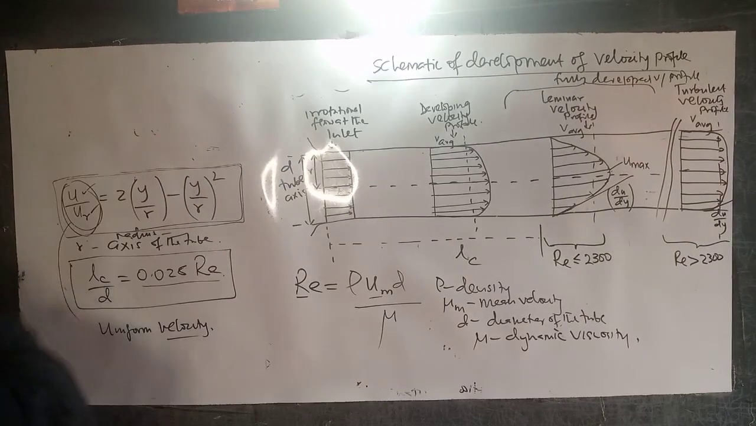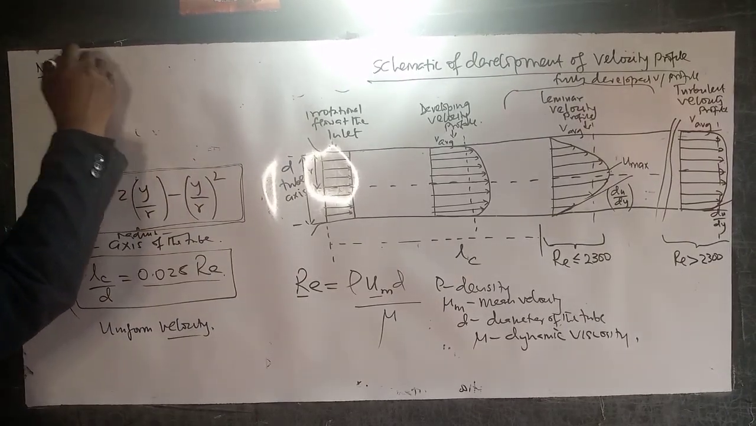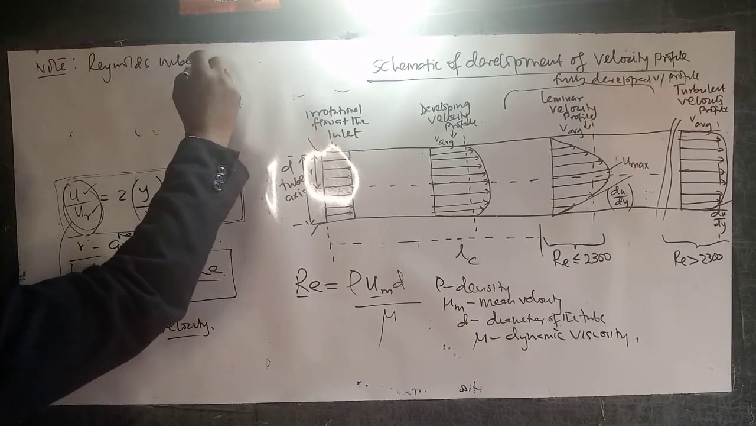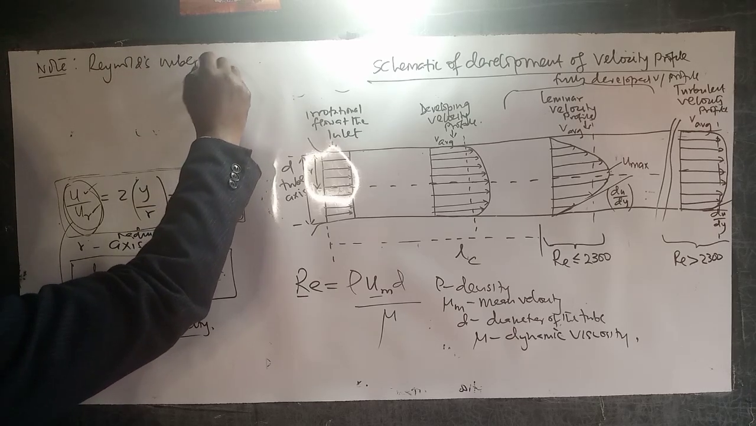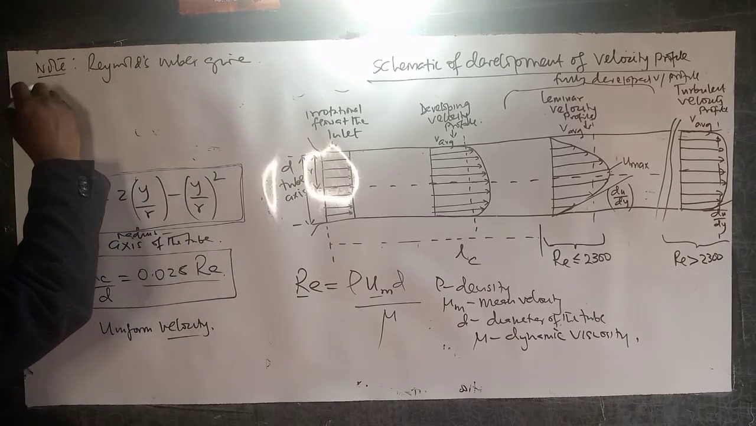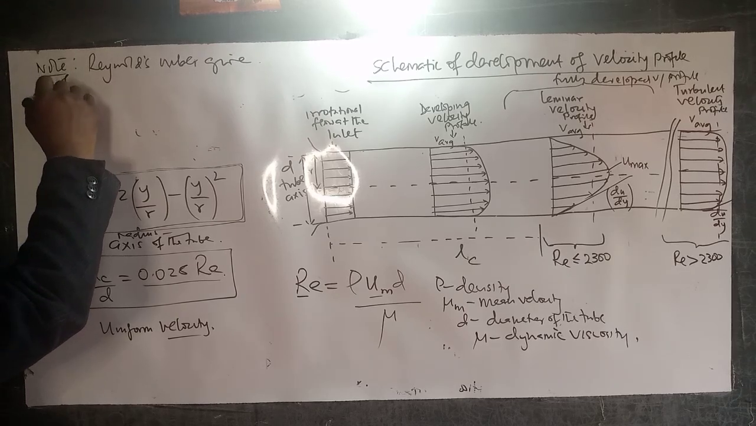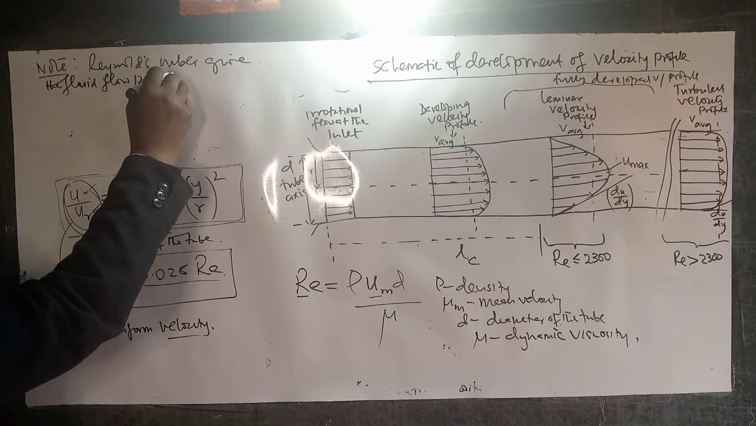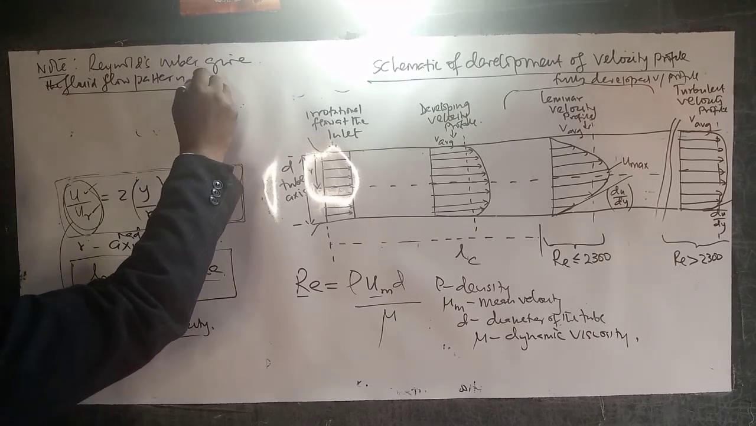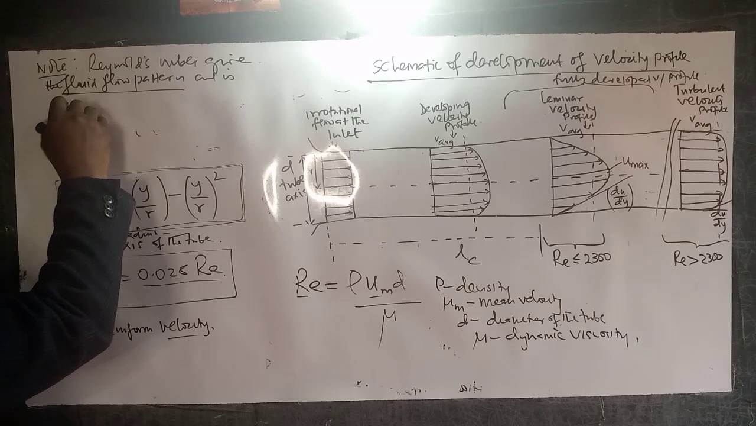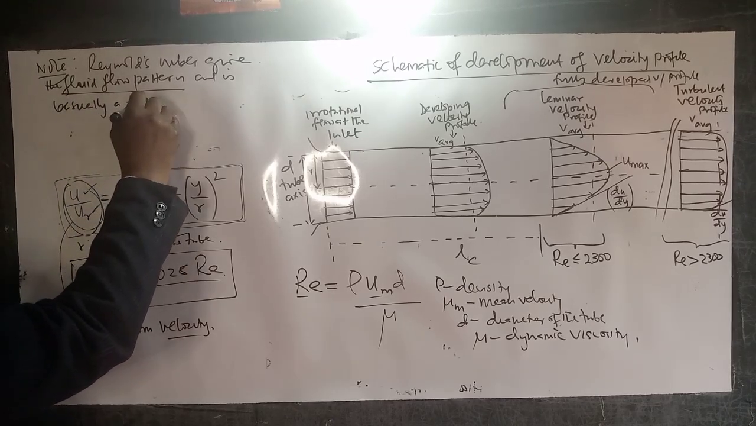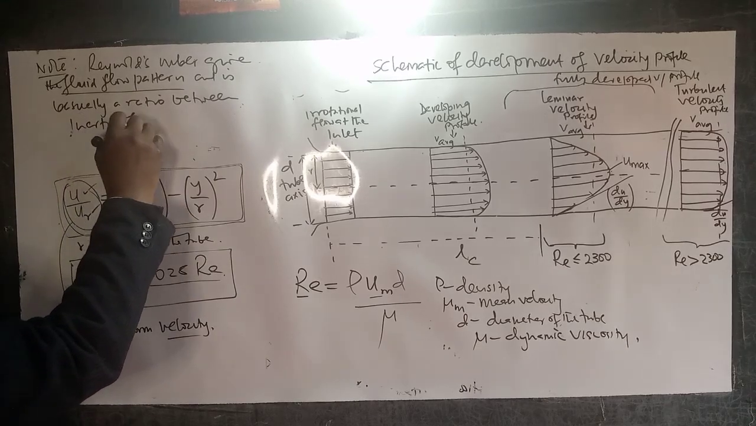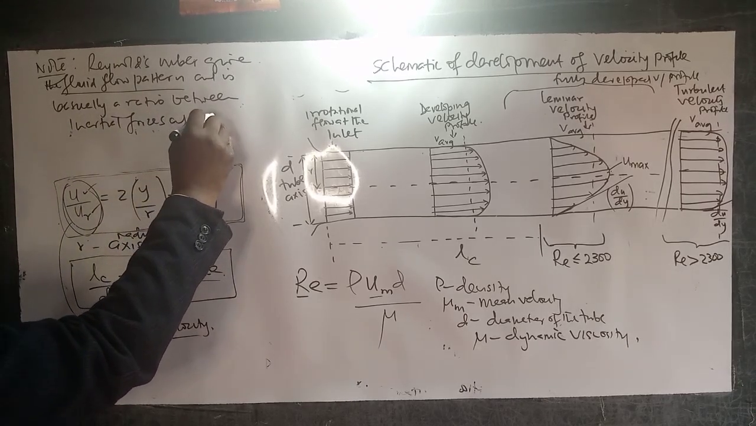So in a nutshell, just note that the Reynolds number gives the fluid flow pattern, and it's basically a ratio between inertial forces and viscous forces.